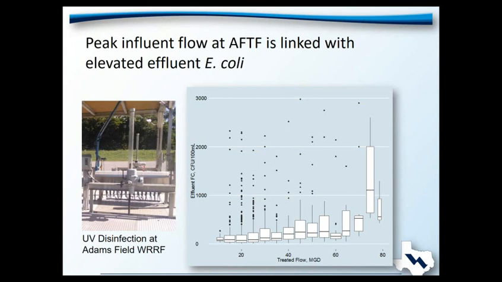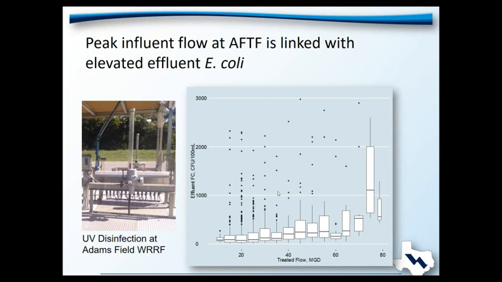The challenges since the conversion to UV are similar to what a lot of facilities see, regardless of their disinfectant. What we're seeing here in this graph is the effluent fecal coliform historically since 2008 at Adams Field with increasing flow through the plant. Whether it's UV or a chemical disinfectant like chlorine, as we increase flow through these facilities, it's often the case that we lose residence time or contact time in disinfection basins, and we see elevated effluent fecal coliform.